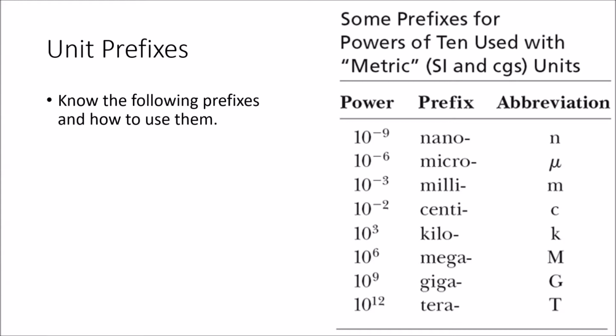Know that 10 to the negative 6 is micro, so if I have 80 micrometers, then I can just say 80 times 10 to the negative 6. Things like that. That's what you need to be thinking about when you use unit prefixes.